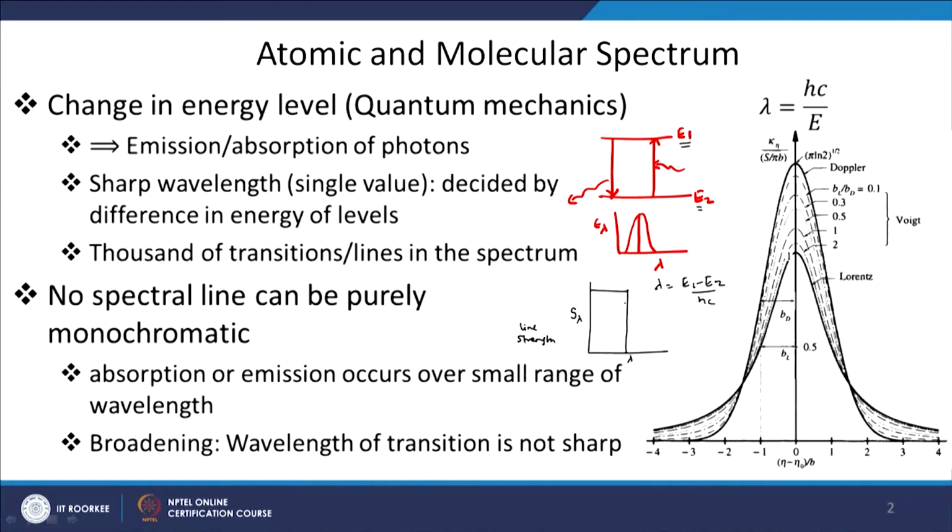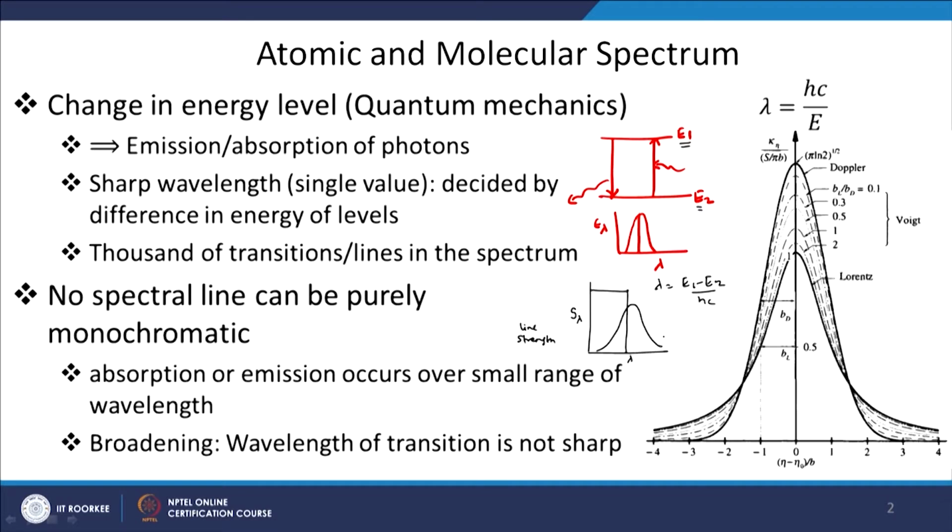So, finally, the line looks like this. This is the sharp line that is theoretically predicted, but the actual line looks like this. The peak value will be less and the line will be broadened like a typical Gaussian profile. It is Gaussian when we talk about Doppler broadening, which we will discuss, and it is Lorentzian in shape when we talk about collision broadening. So, the line will look like this.